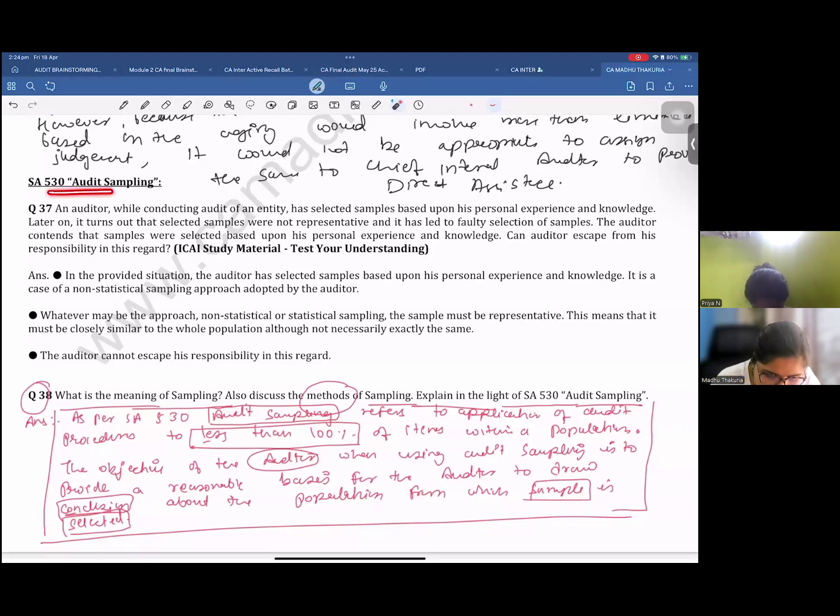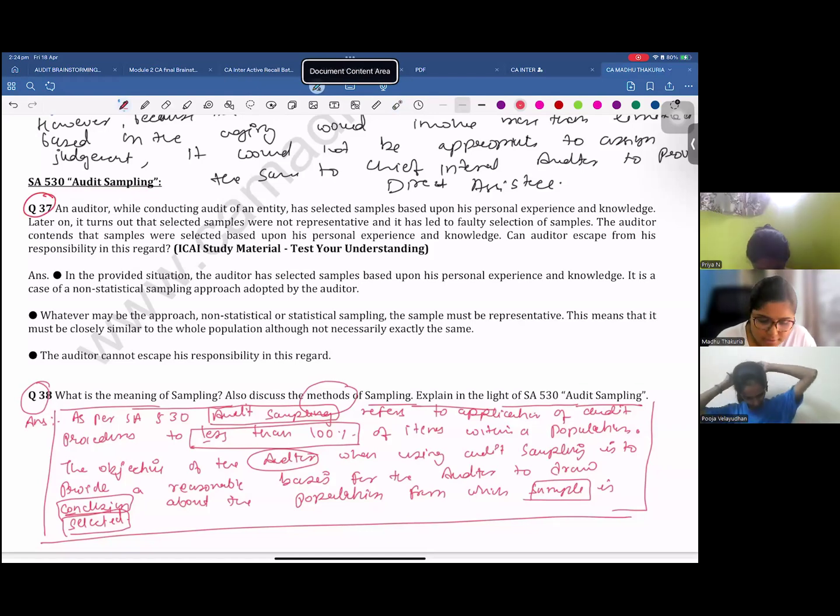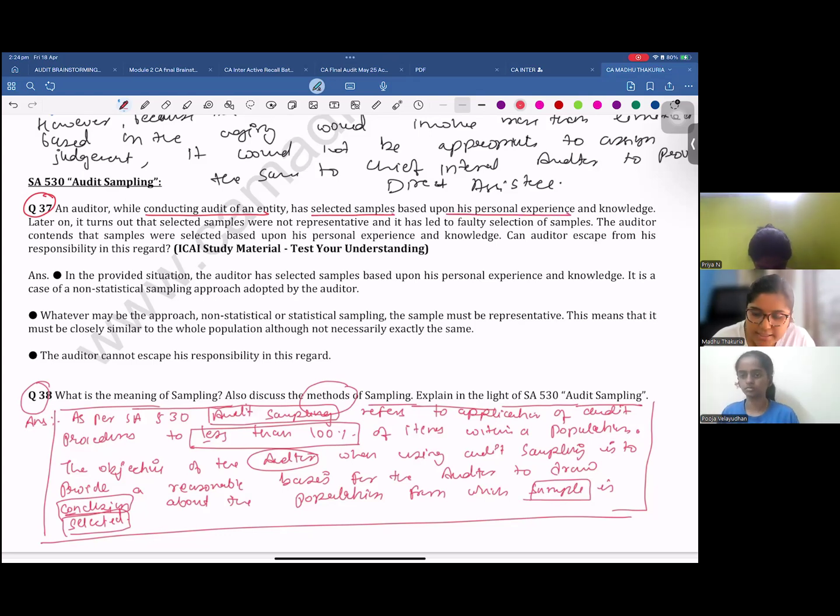All right. Under audit sampling, there is question number 37. An auditor, while conducting an audit of an entity, has selected a sample based upon his personal experience and knowledge. Later on, it turns out that the samples selected were not representative of the population. It has led to a faulty selection of samples. The auditor contends that the samples were selected based on his personal experience and knowledge. Can the auditor escape from this responsibility?